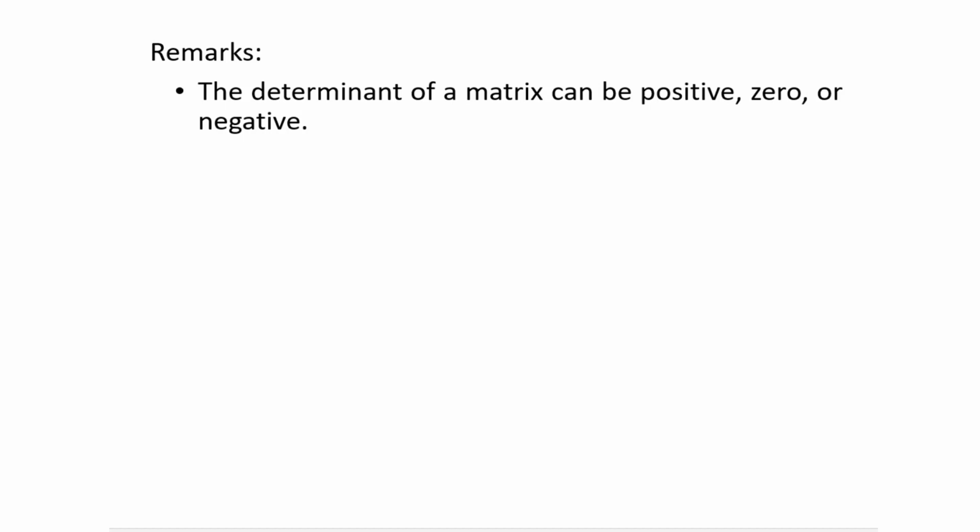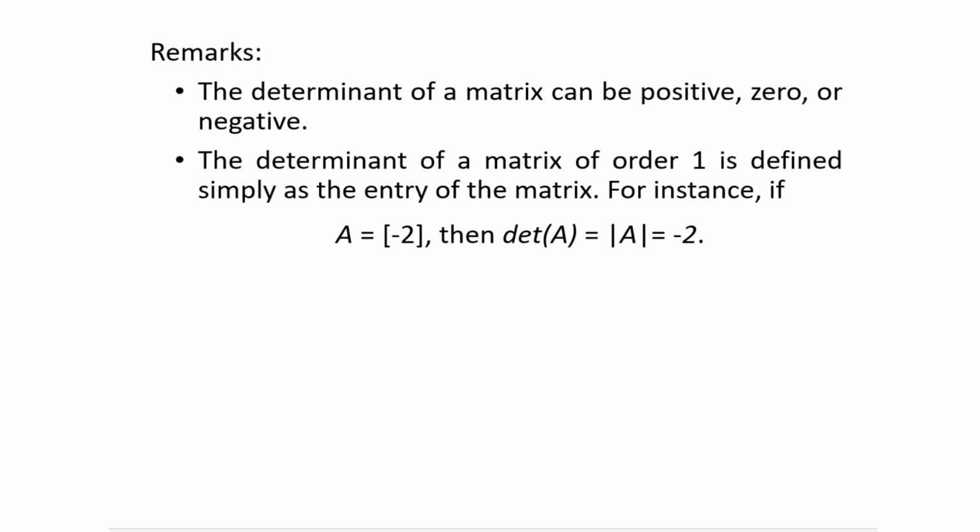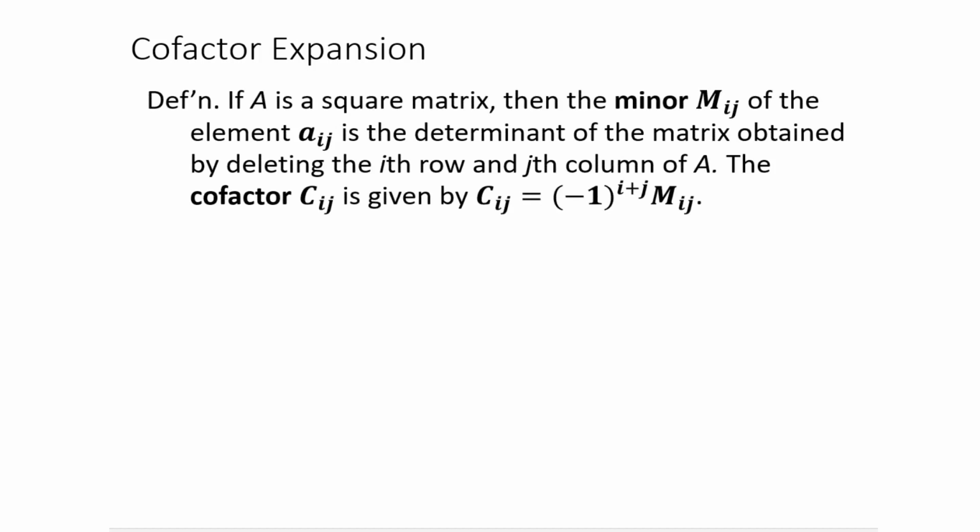We note that the determinant of a matrix can be positive, 0, or negative. Also, the determinant of a matrix of order 1 is defined simply as the entry of the matrix. For instance, given this matrix A containing only the entry -2, then its determinant is -2. Next, for square matrices of order higher than 2, we will use the cofactor expansion.